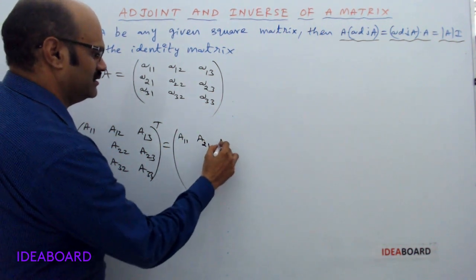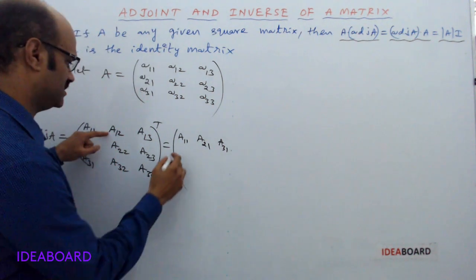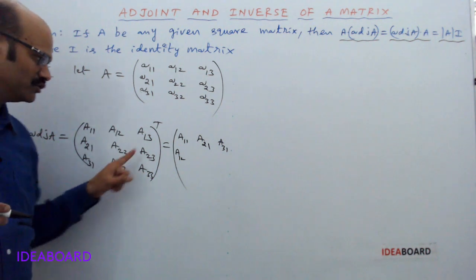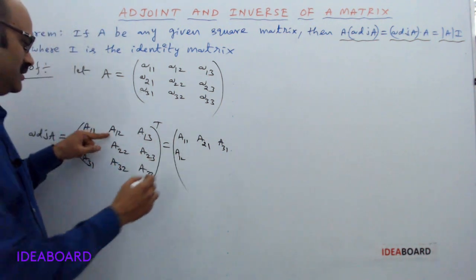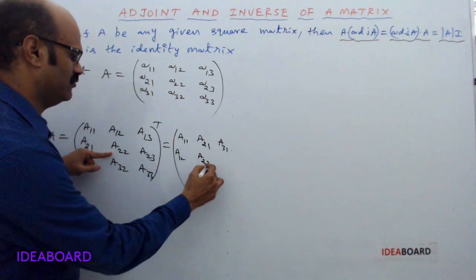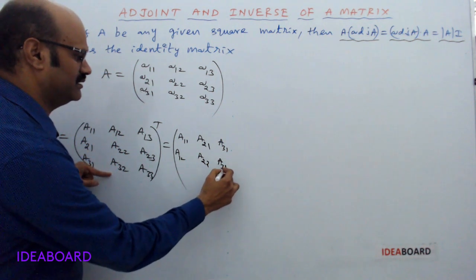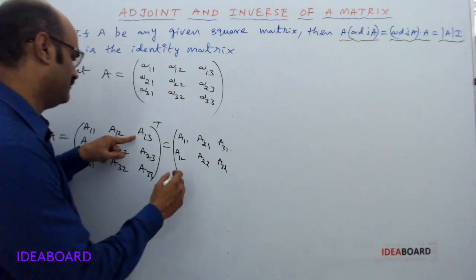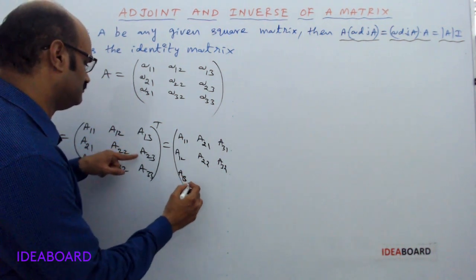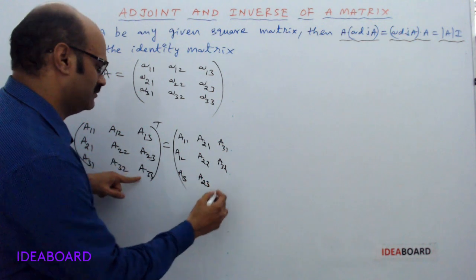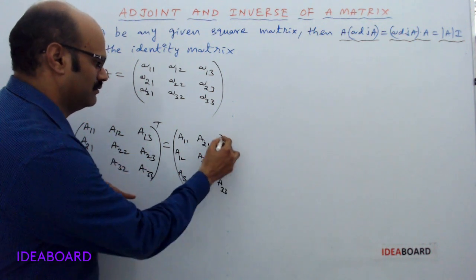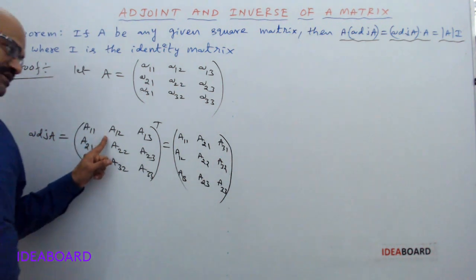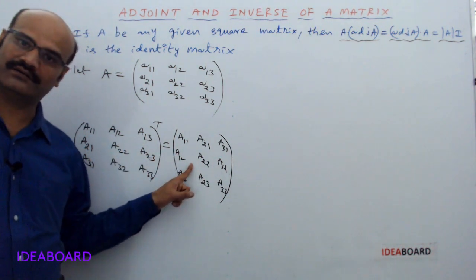The transpose of this cofactor matrix is: A11, A21, A31. Next we have A12, A22, A32, writing the second column into the second row. Then A13, A23, A33, writing the third column into the third row. Now the transpose of this cofactor matrix is this one.